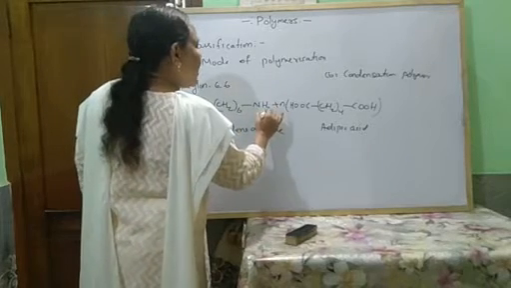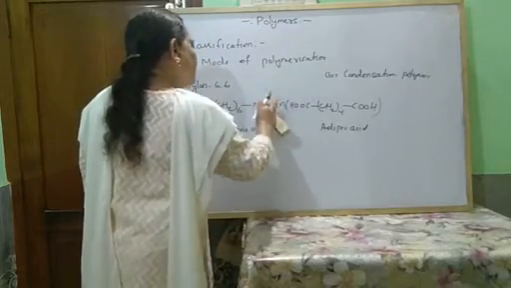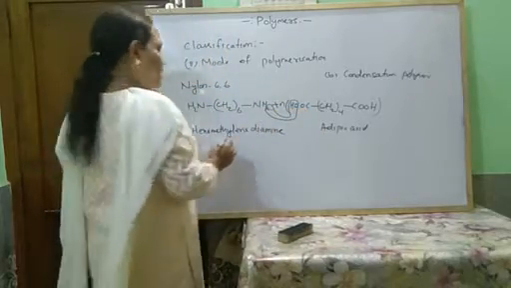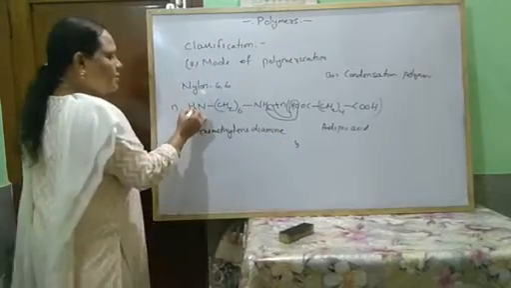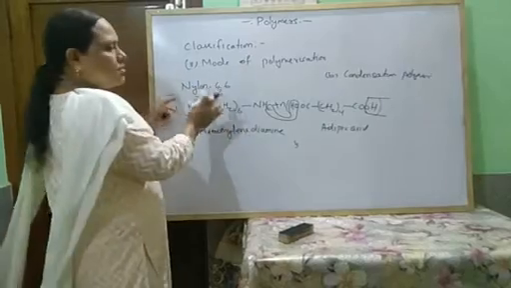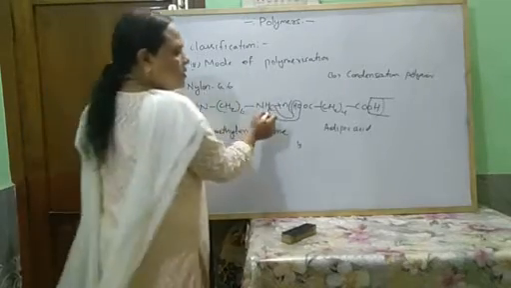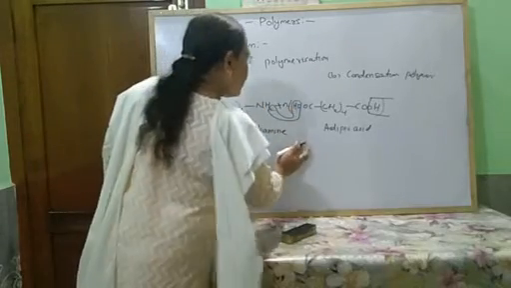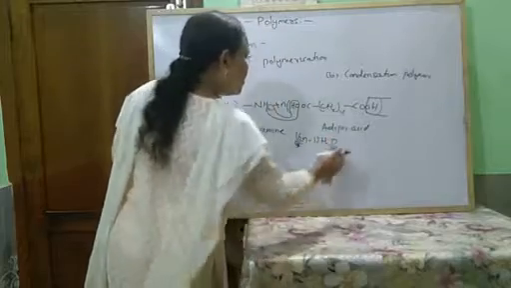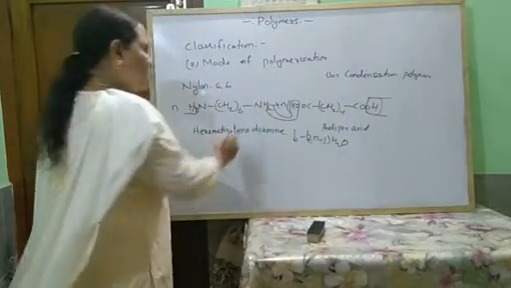So what happens here? Look here, this is NH2, so a hydrogen from the amine and an OH from the acid are removed as water. Similarly, on this side also one hydrogen and another OH part. In this way, removal of water molecules takes place. If you take n number, then 2n minus 1 number of water molecules are removed.